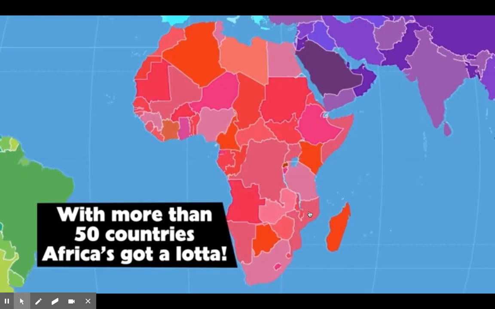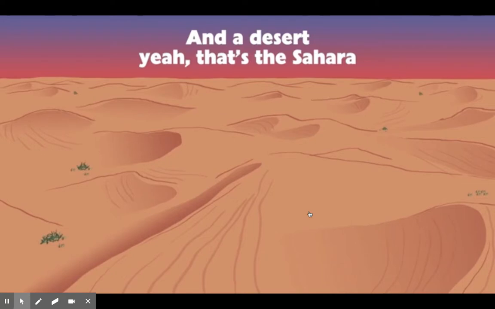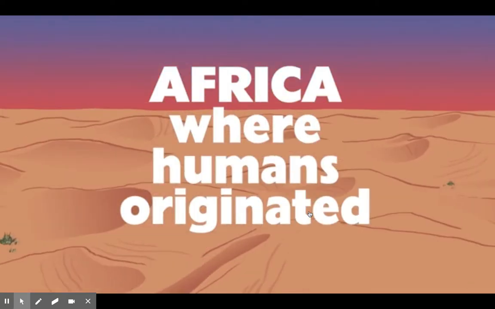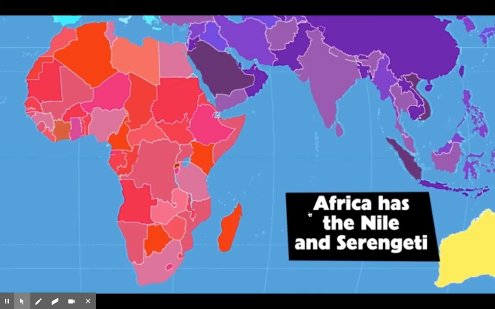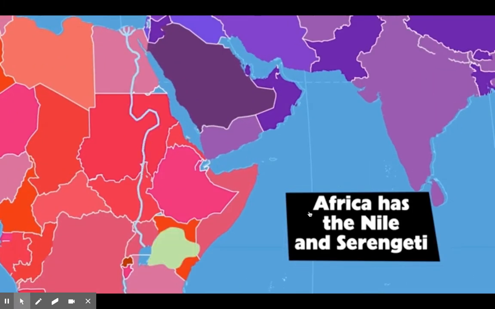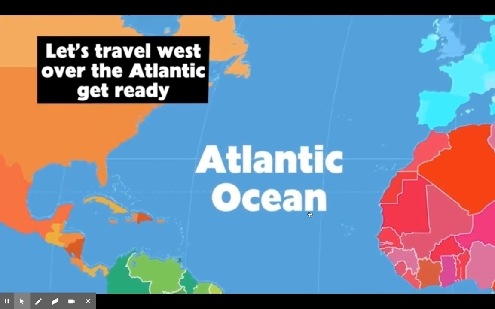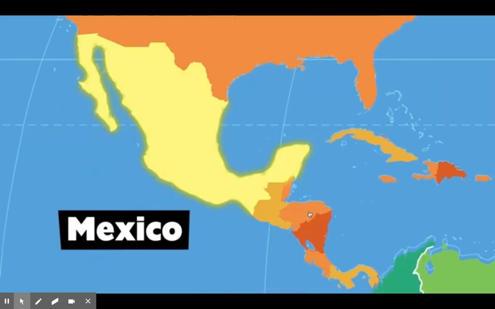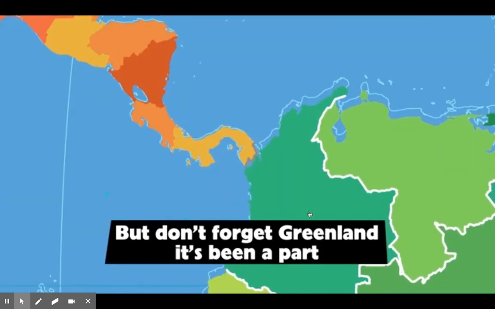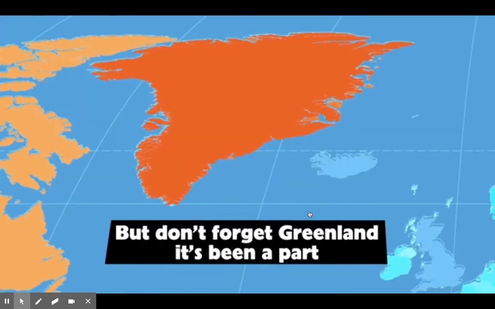Africa's got the desert, yeah, that's the Sahara. Africa, where humans originated. So we're all African is one way to say it. Africa has the Nile and Serengeti. Let's travel west over the Atlantic. Get ready, North America, where the USA belongs. Canada, Mexico, and down to Panama. But don't forget, Greenland has been a part of North America.